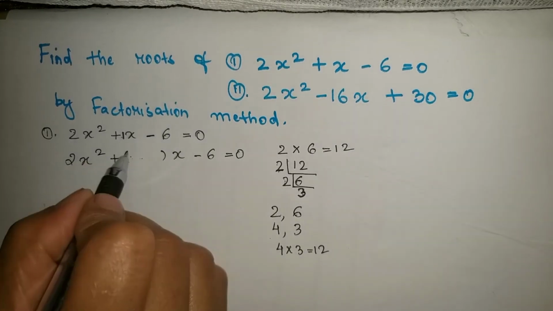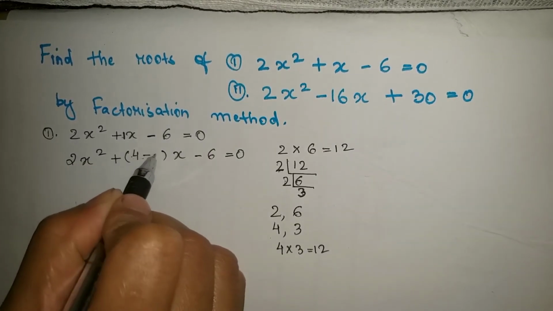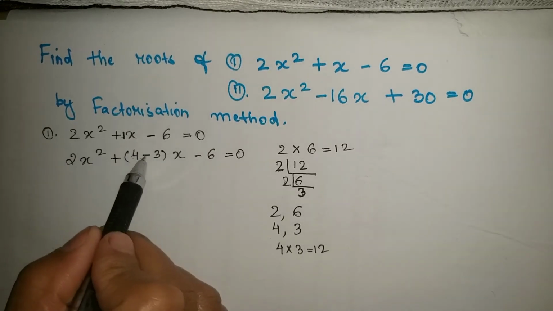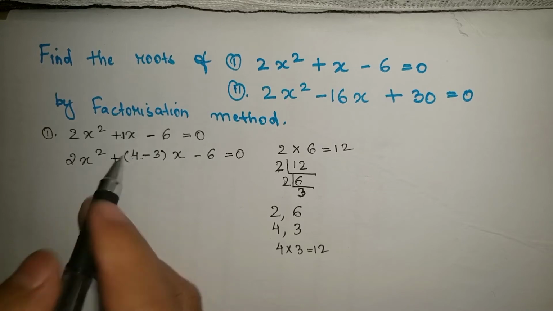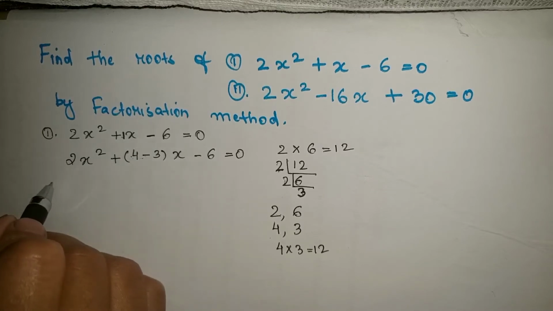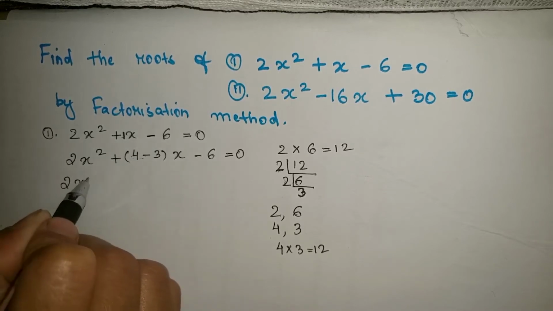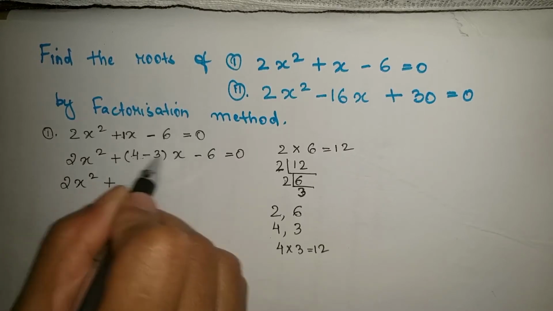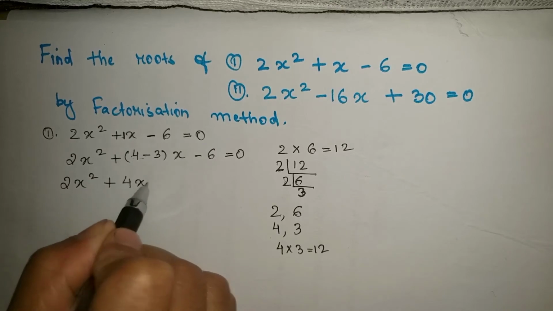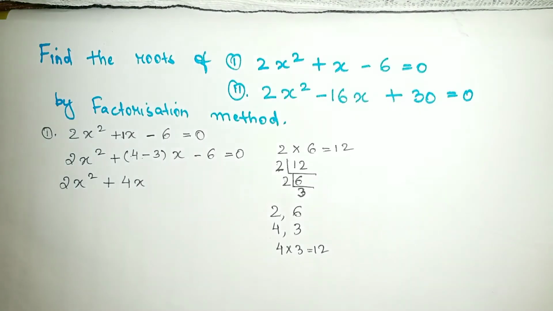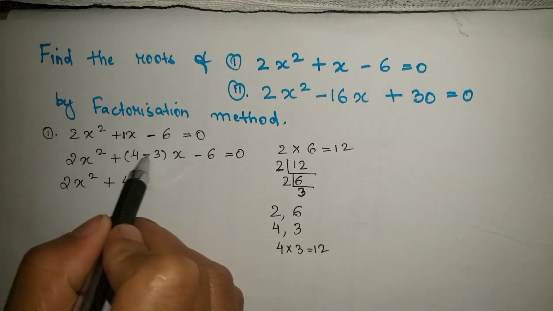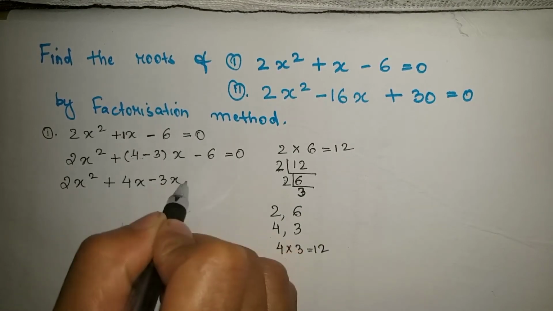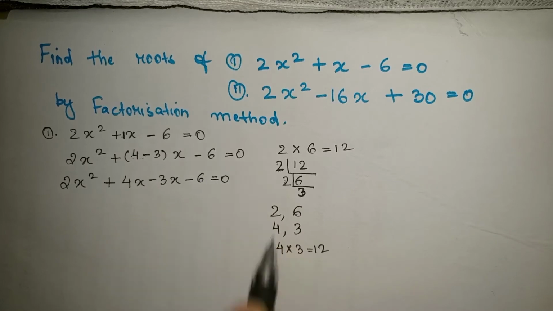So I'll fill up here 4 minus 3. Instead of writing 1, I write 4 minus 3. 4 minus 3 is 1. Let me separate 4 and 3. 4x minus 3x. Then minus 6 equal to 0.